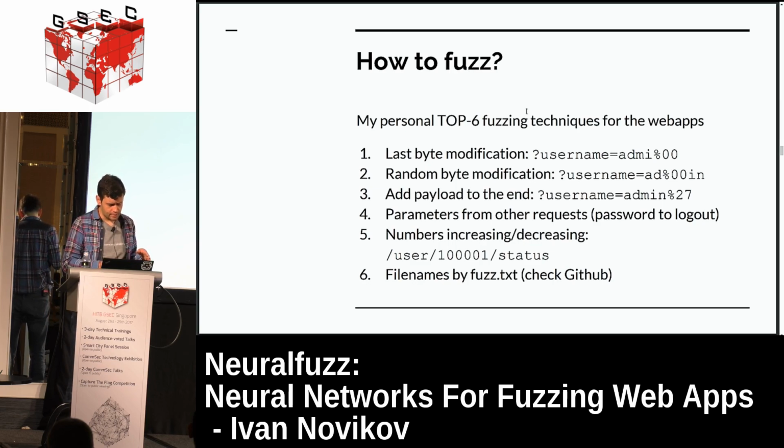Number 5 is try to play with numbers. If you see some kind of number, try to increase or decrease this number. And the last one is try to apply some kind of existing file names, for example, from our fuzz.txt project available at GitHub, to identify some kind of, I don't know, data, or just find some files in the folder or its root folder or somewhere.